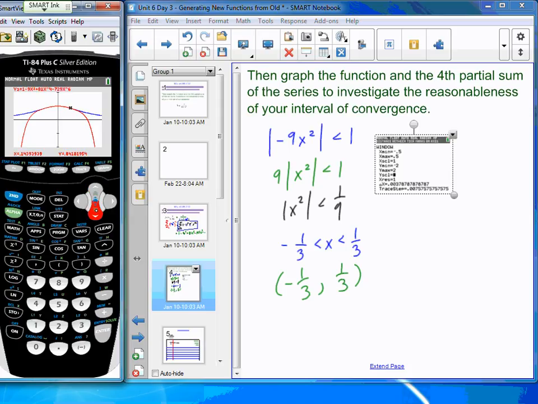Hey, that's not too shabby because I'm almost halfway in, and I'm only varied by thousandths, and I've only done 4 terms. If I considered the partial sums, if I did the 7th partial sum or the 9th partial sum, you can imagine how accurate this would be.